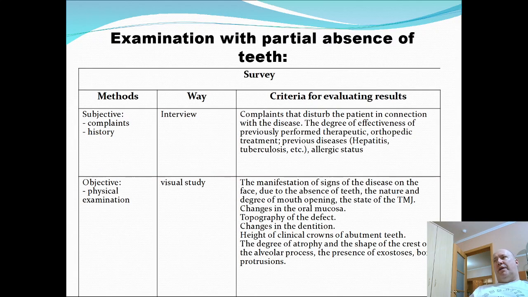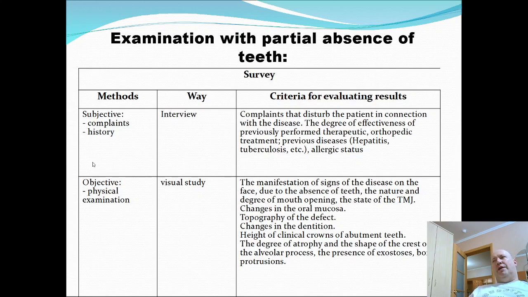Examination with a partial absence of teeth. Here, there are several methods. This is subjective, when you ask your patient for complaints and ask him for analysis of his illness. Then the next one, this is objective examination. This is a physical examination.